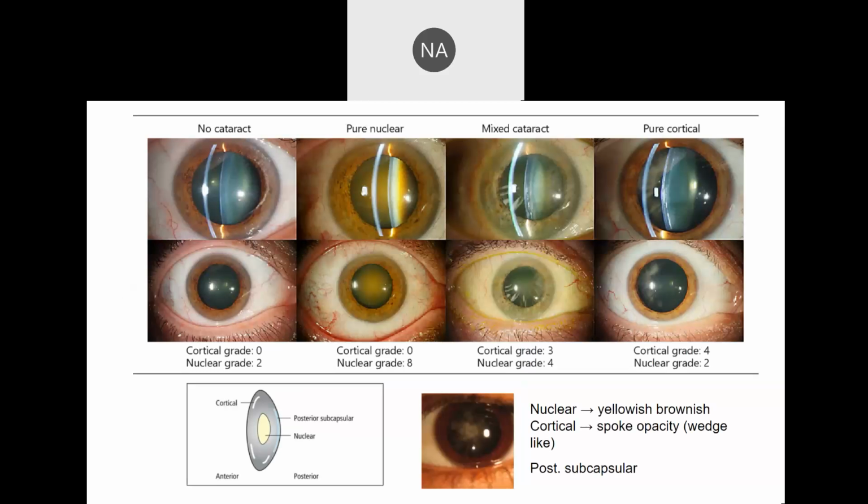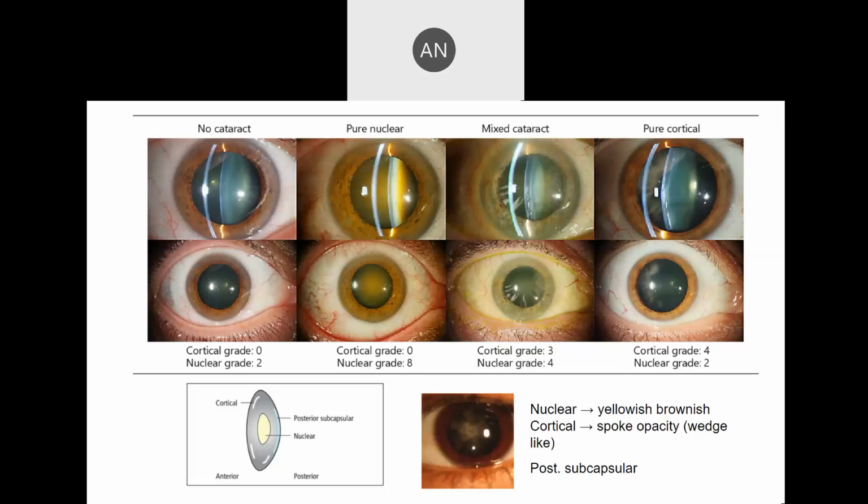As we know, the types include nuclear, cortical and posterior subcapsular. For the nuclear, you can see from the eye there is a yellowish brownish deposition. For the cortical, there is spoke opacity, which is actually like a bicycle rim appearance, from the periphery towards the central. For the posterior subcapsular, as you can see, it is posterior to the capsule of the lens, so it is deeper in the picture below.